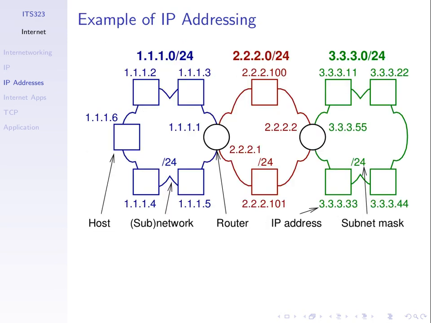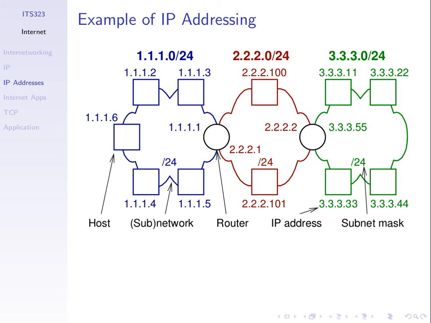Let's look at a different example. And this is a simple example of an internet with 3 subnets. The blue, the one in the middle, the red and the green subnet. And in this simple example, there are some devices, some hosts attached to the subnets. So the squares are hosts, computers. The clouds are the subnets.